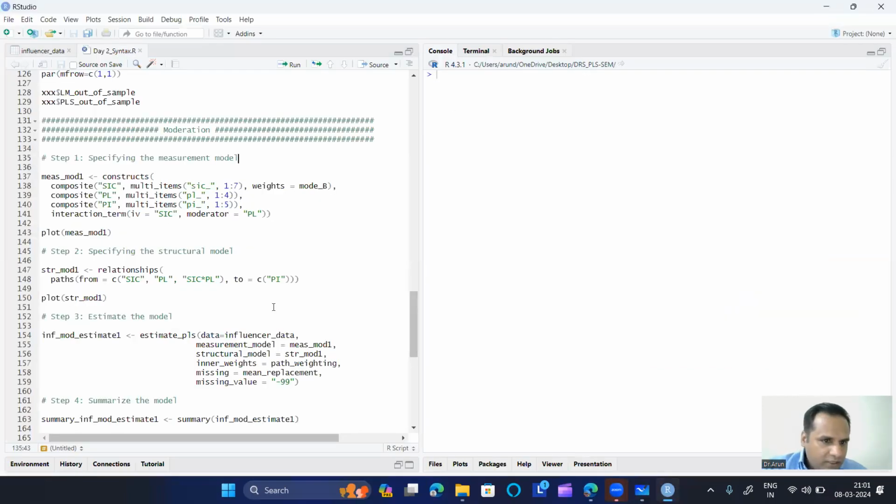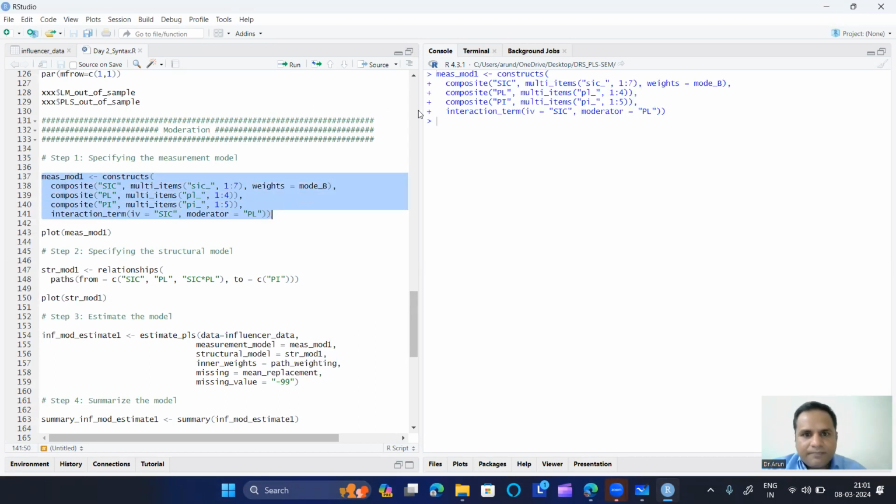Just focus here. Now friends, pay attention to line number 137. If you focus on line number 137, everything is the same. Now here I have created an interaction term. Just focus on line number 141. Everything remains the same, but here you have to add one interaction term. By the way, interaction term is a function which is there in the seminr package. And what is my IV? My IV is SIC. And what is my moderator? My moderator is PL, as you just saw in the model specification. So I'll simply run line number 137.